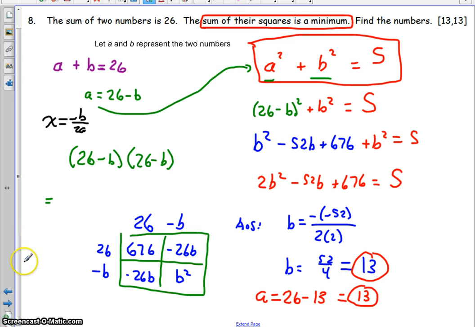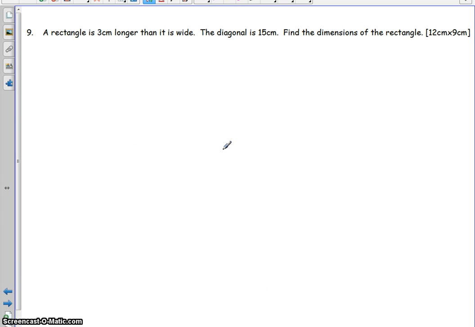Okay. So let's take a look at the next one. So here we're told a rectangle is 3 centimeters longer than it is wide, and the diagonal is 15 centimeters. Find the dimensions of the rectangle. So the first thing we're going to do here is just sketch out the rectangle. It's always a big help.